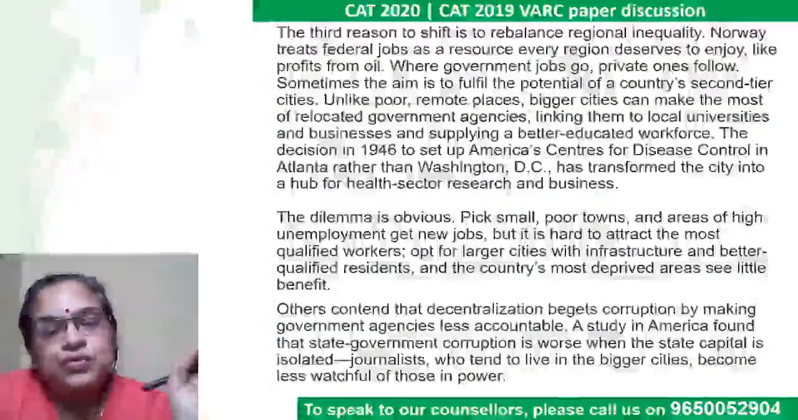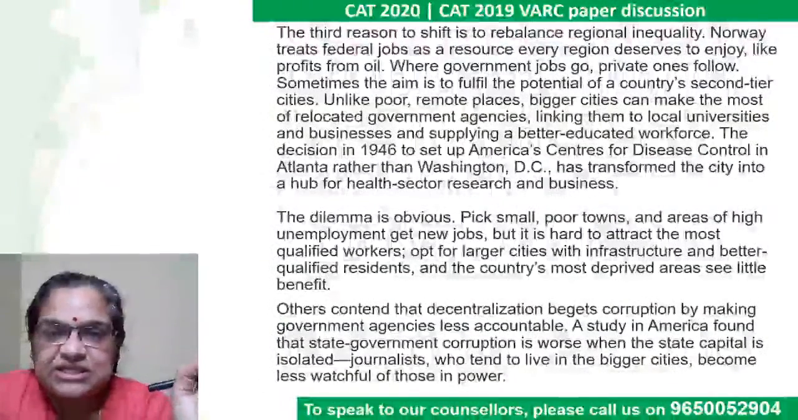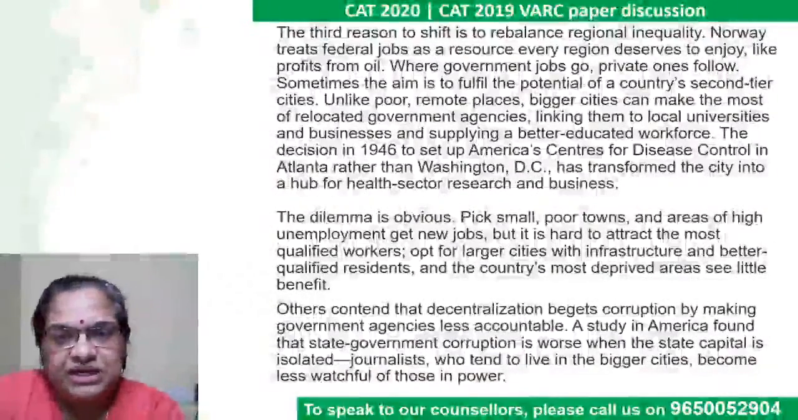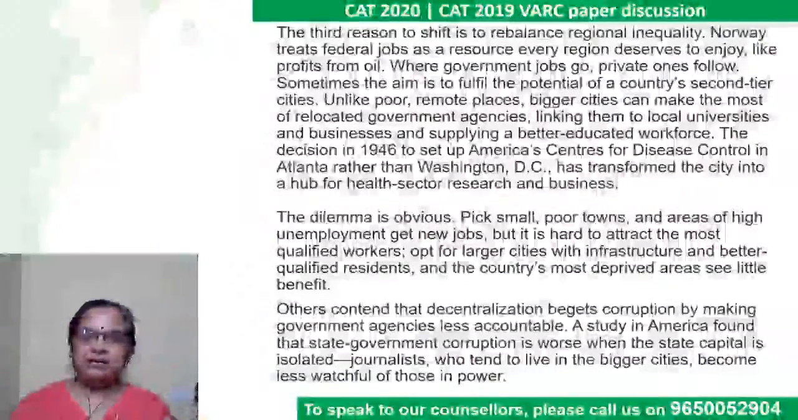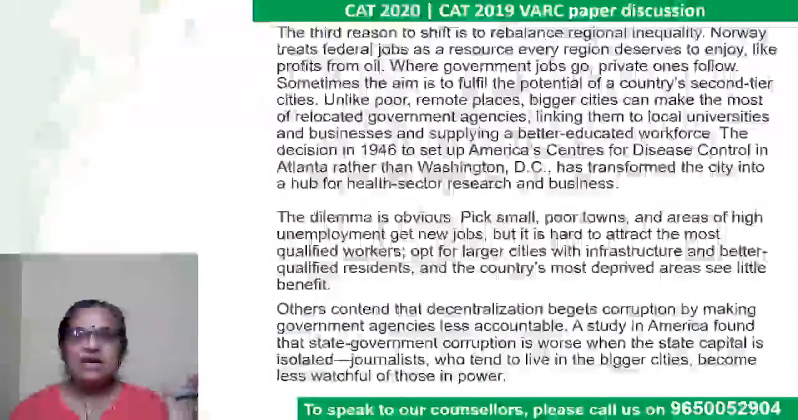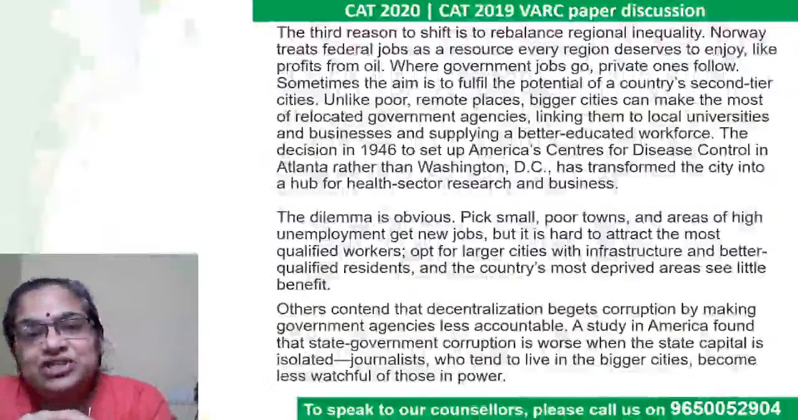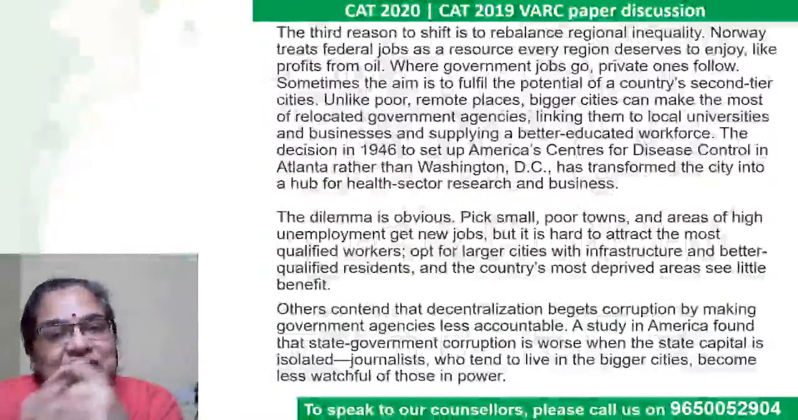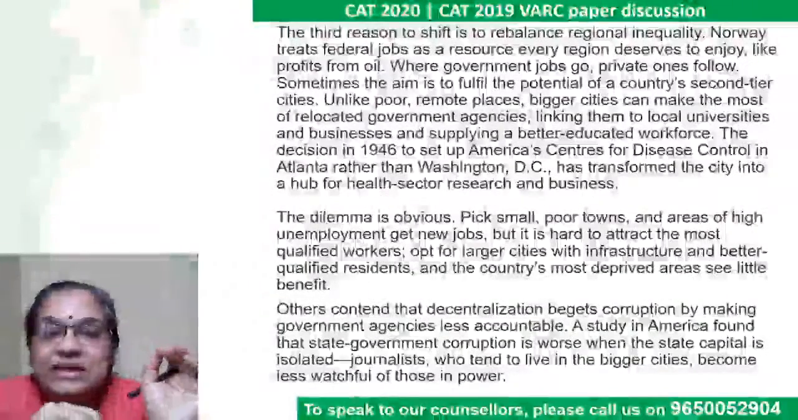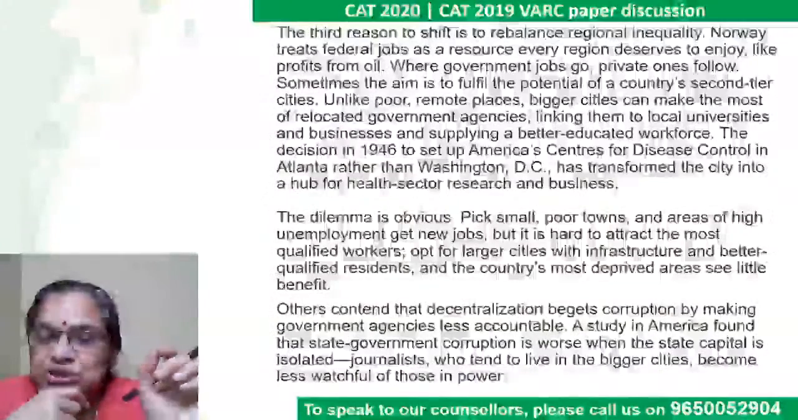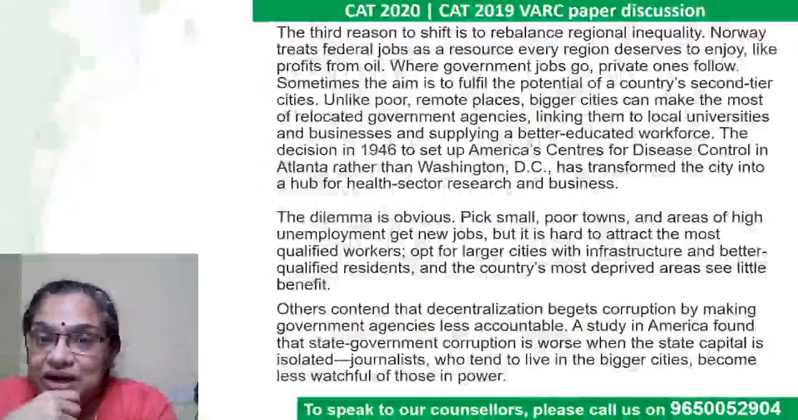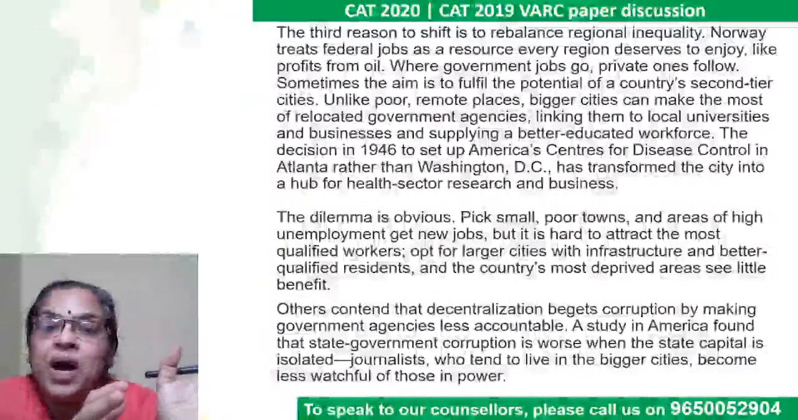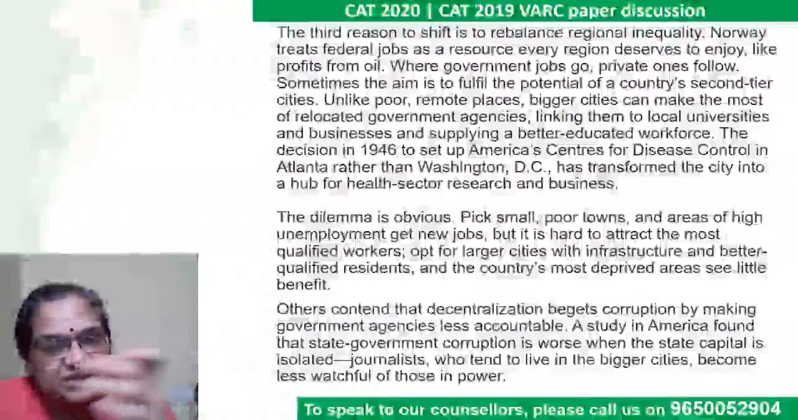Sometimes the aim is to fulfill the potential of second-tier cities. Unlike poor remote places, bigger cities can make most of relocated government agencies. Now, in a bigger city, when there is a government agency, the bigger city links these agencies to businesses, to suppliers, to universities and things like that. All right. The decision in 1946 to set up America's Center for Disease Control in Atlanta rather than Washington, D.C. transformed the city totally. It has now become a hub for health sector research and business.